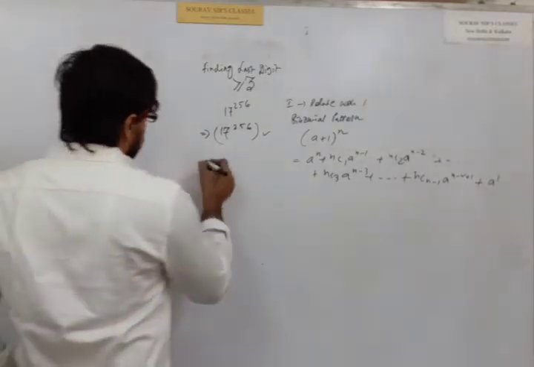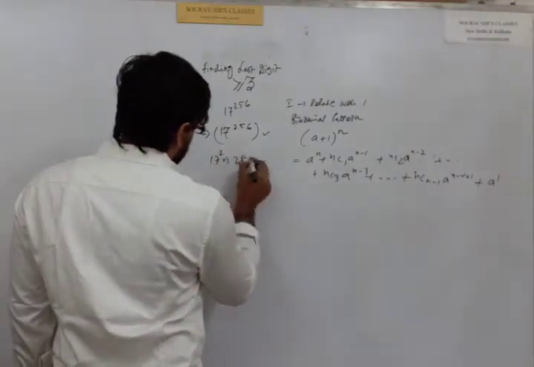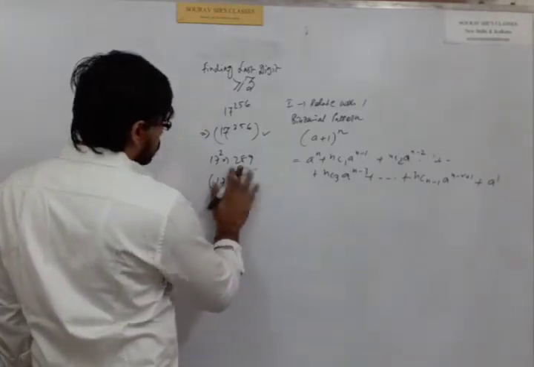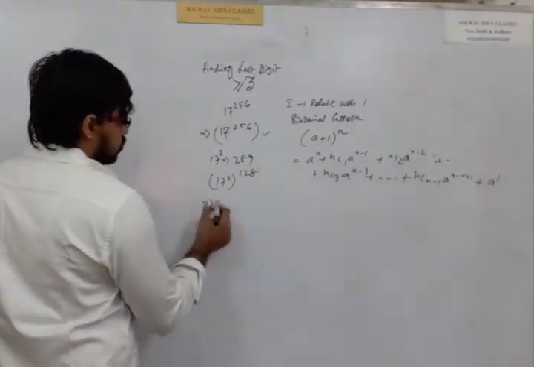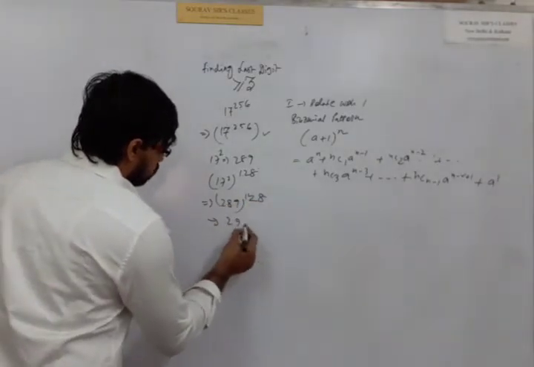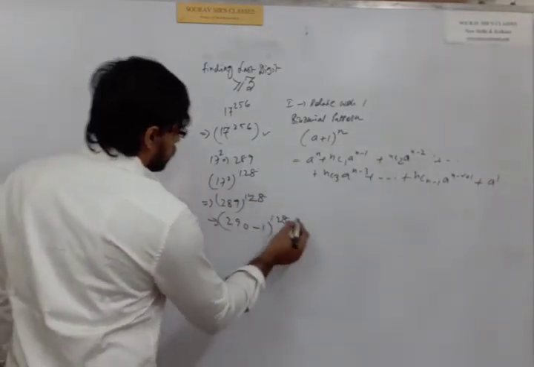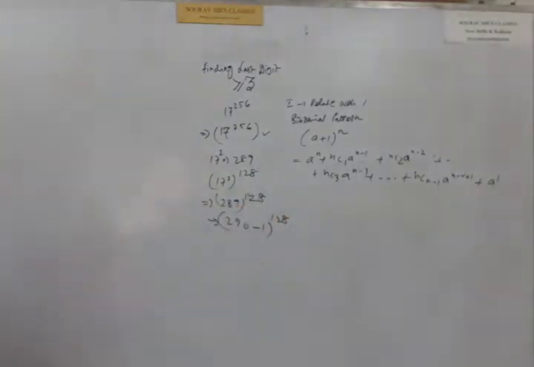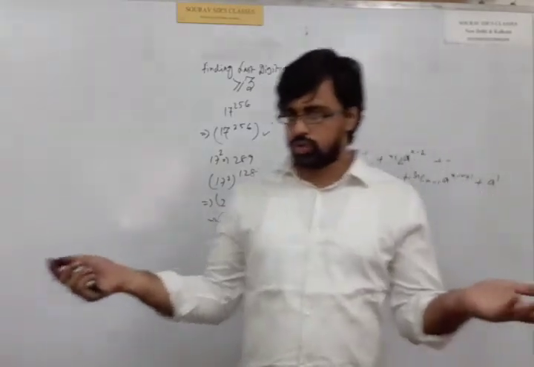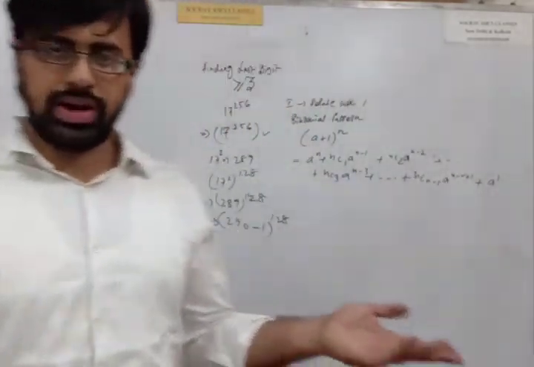So we will go to 17 square. That is 289. So (17 square) whole to the power 128 then, sorry, 289 whole to the power 128 then. And 290 minus 1 is 289. Voila! Now this is our trick. Now we have got that 1. Our job is almost done. That is the only thing you need to do in finding any last digits.